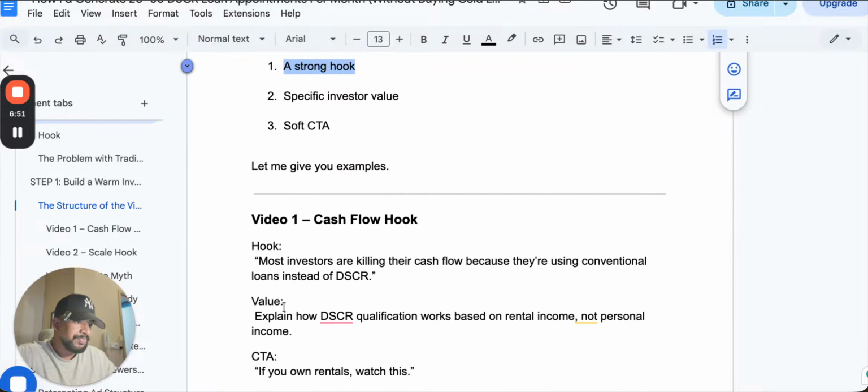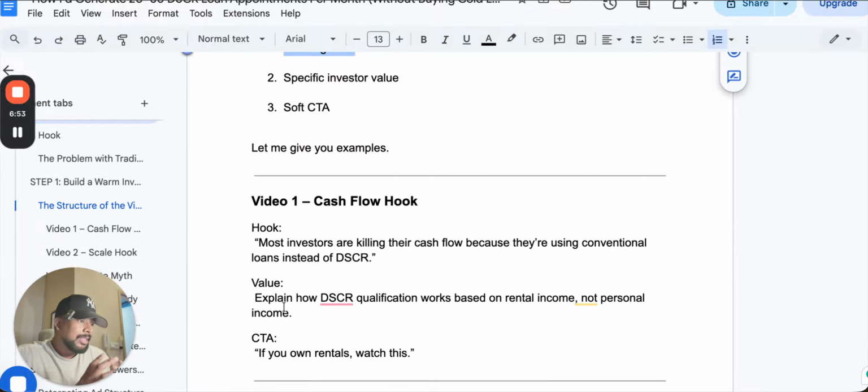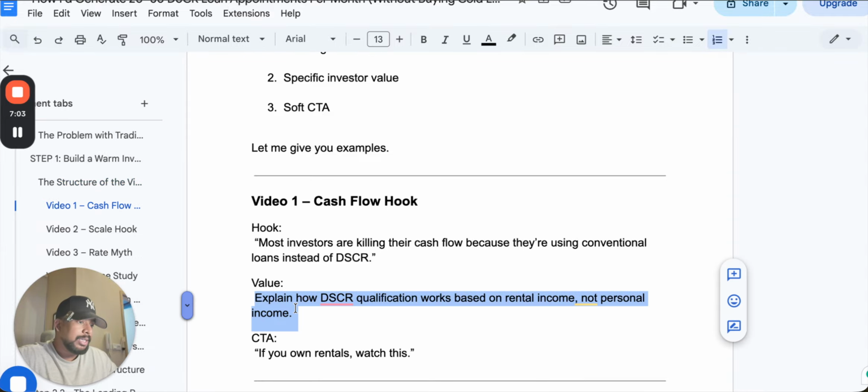And here's an example. Video 1, the cash flow hook. Hook like this: Most investors are killing their cash flow because they are using conventional loans instead of DSCR. Value: explain how DSCR qualification works based on rental income and not personal income. And call to action: if you own rental, watch this.